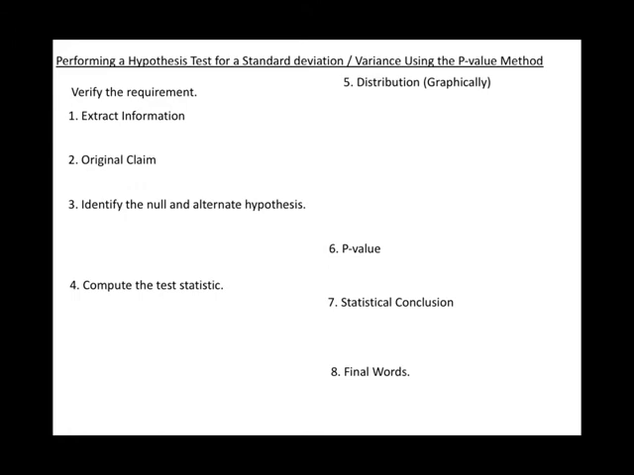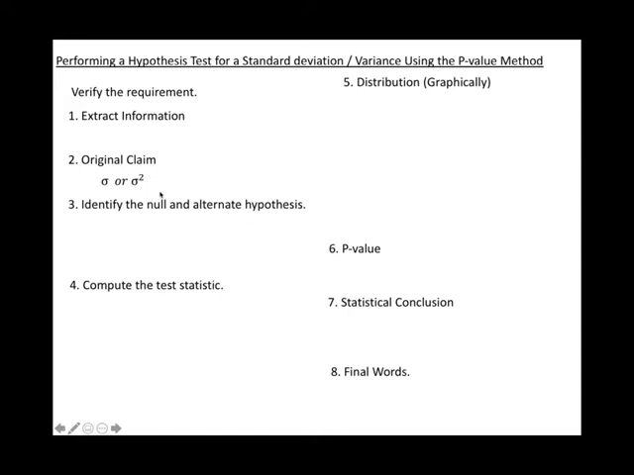Performing a hypothesis test for a standard deviation or variance using the p-value method. Similar to sessions 8.2 and 8.3, we have eight steps. First, figure out your original claim. Read the question carefully. Sometimes they are working with the standard deviation, sometimes with the variance. If it is the standard deviation, use sigma; for variance, use sigma squared.